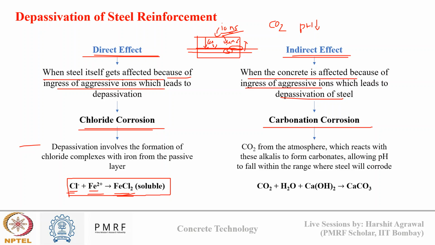So CO2 is not directly interacting with steel, but it is interacting with concrete, and that is causing the corrosion rate of steel to increase. That's why I say it is an indirect effect, and the direct effect is due to chloride ions. We'll move into these two discussions further in detail, but this was just a brief explanation of the difference between carbonation and chloride induced corrosion.